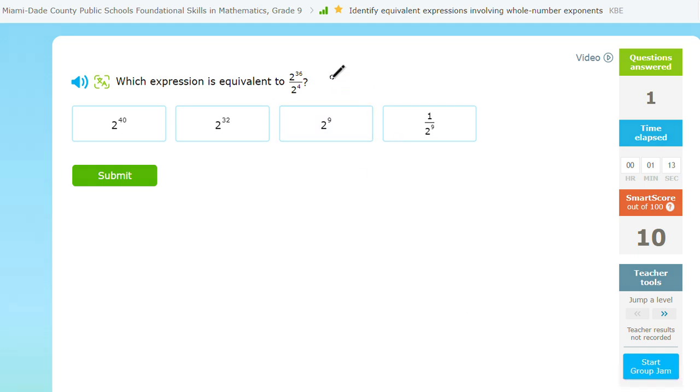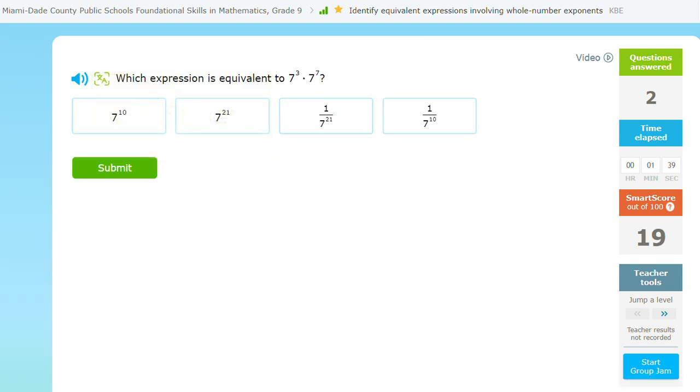So for this one, we're doing division with the same base, so you can again subtract. So this time you can subtract the exponents. So that's 2 to the 36 minus 4, which is 2 to the 32nd power. So I'm looking for 2 to the 32nd, which is this one here. So that one and this one are also wrong, obviously wrong. So the second option is the only one that's equivalent.